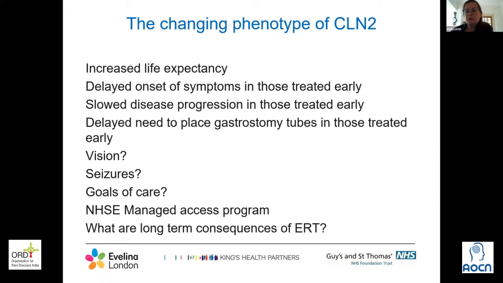We don't know the long-term consequences. We know that abnormal storage material accumulates in all other organ systems, gut, cardiac. We're treating the brain. What is going to happen to the cardiac status of those children? What is going to happen when they're in their 20s, in their 30s? They wouldn't have survived that long without treatment. So there are many, many unknowns.